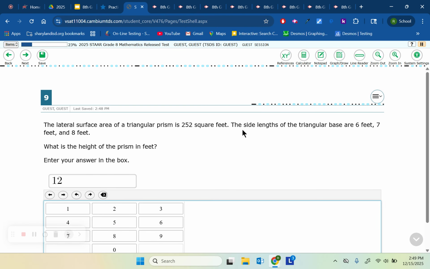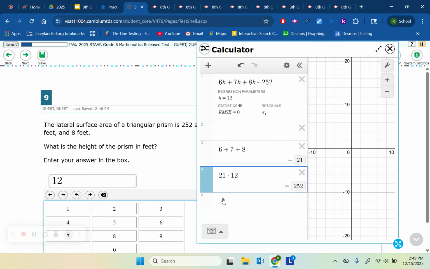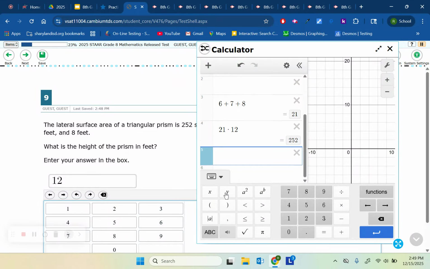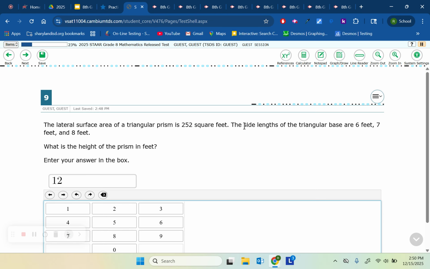That's it. That's as hard as it gets. Not too difficult. You can always check if you need to. Do it one at a time: 6 times 12 plus 7 times 12 plus 8 times 12, and that's your area, 252. Easy problem. It's a text box entry. It's doable. You just got to have practice on it.